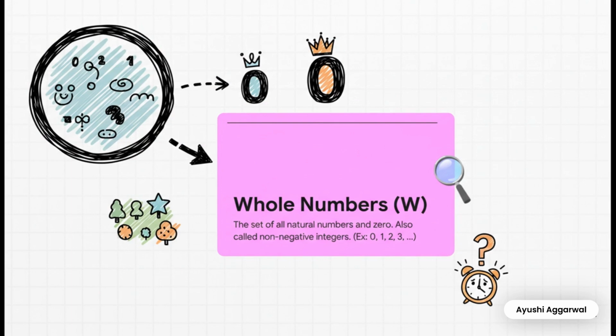Next, let's talk about whole numbers. Now, the only difference here, and it's a really important one, is one special member, 0. You just add 0 to that family of natural numbers, and boom, you've got whole numbers. It seems like a tiny difference, but trust me, this is a super common point of confusion in exams, so make sure you lock this concept in.